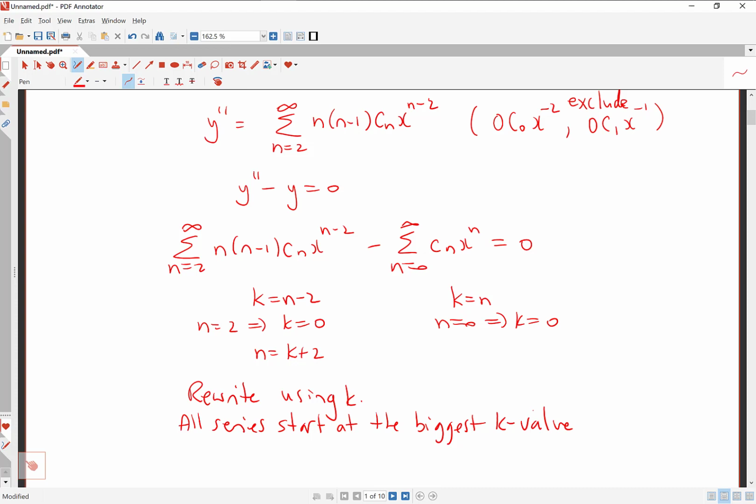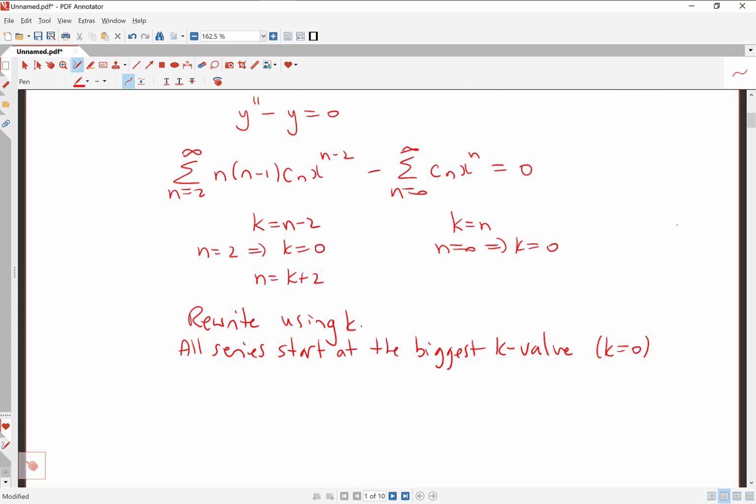So if we look back over our previous work, that first series is starting at k equals 0, second series also starting at k equals 0. So what's the bigger of those two k values? Well, it would just be k equals 0, so that's where the new series are going to start.